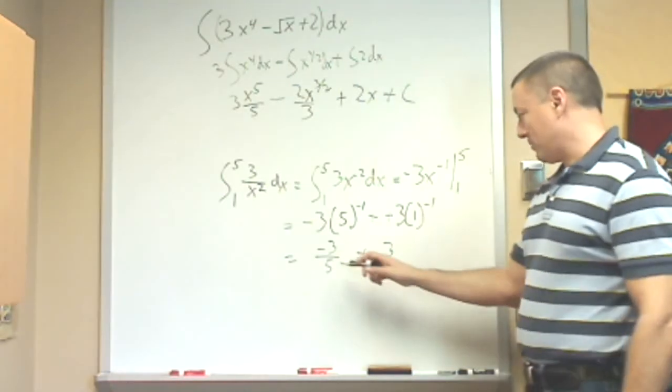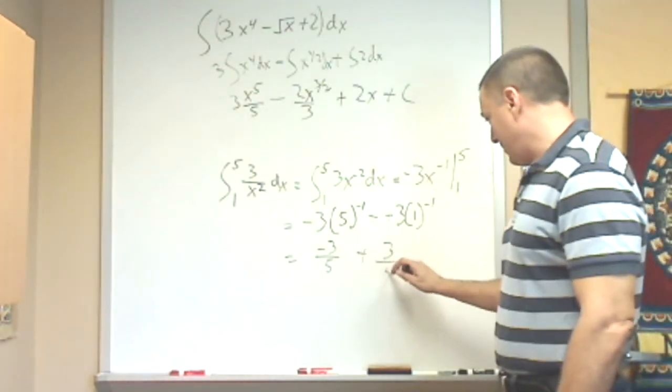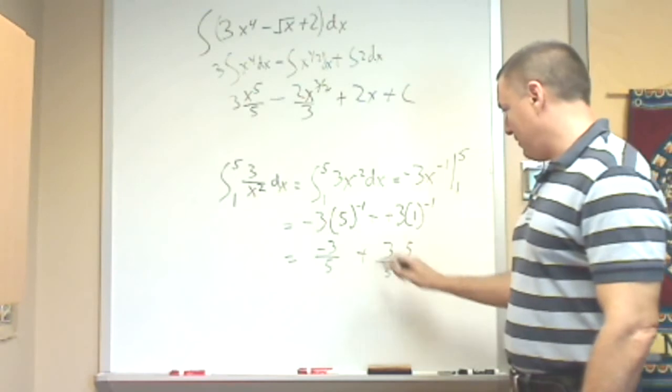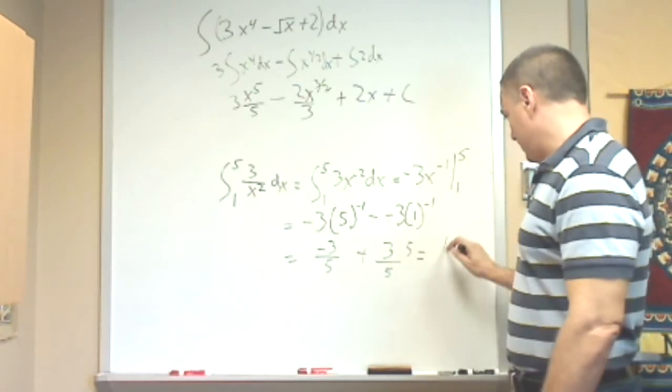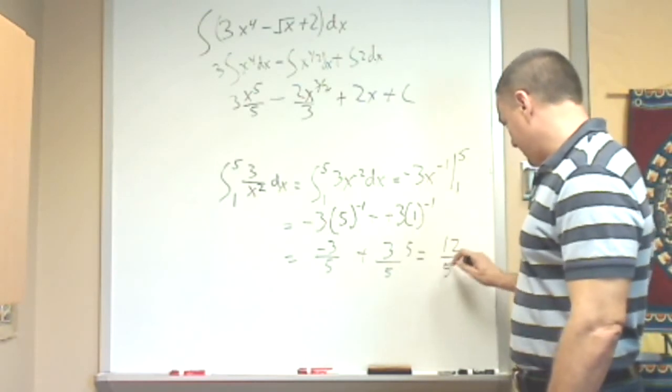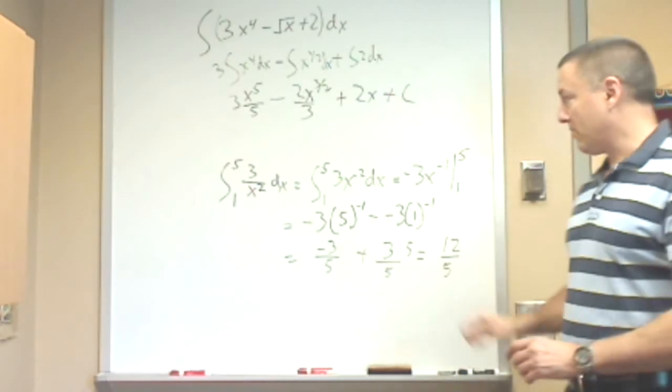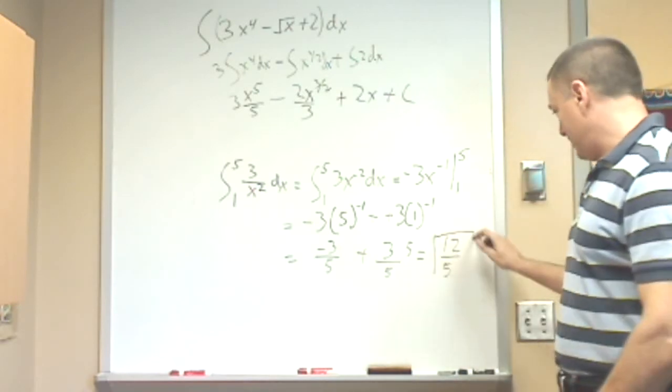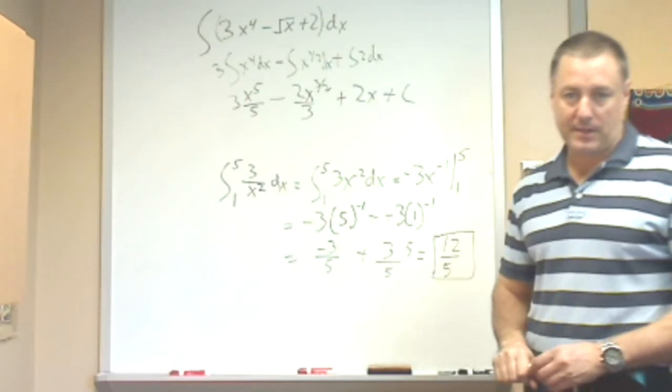And well, what does that come out to? Well, obviously putting this over 5, I would have 15/5 minus 3/5, or 12/5. So my answer to the area under this curve is 12/5, and we'll momentarily check this on our TI-83 calculator.